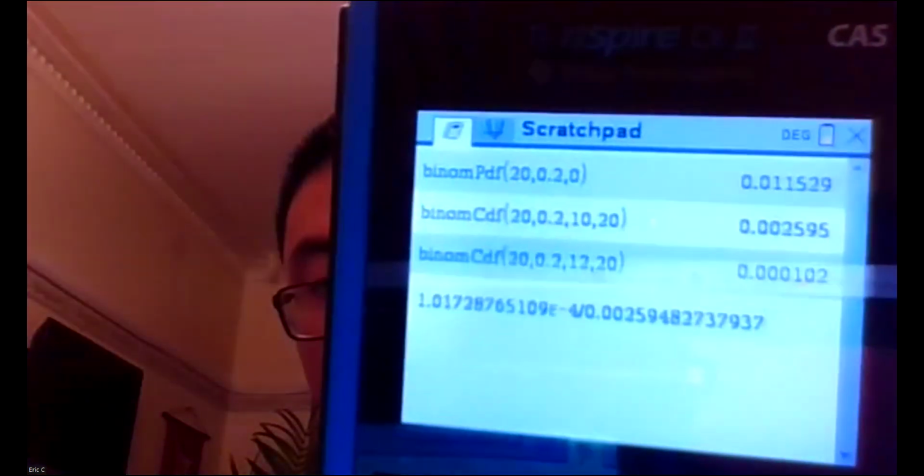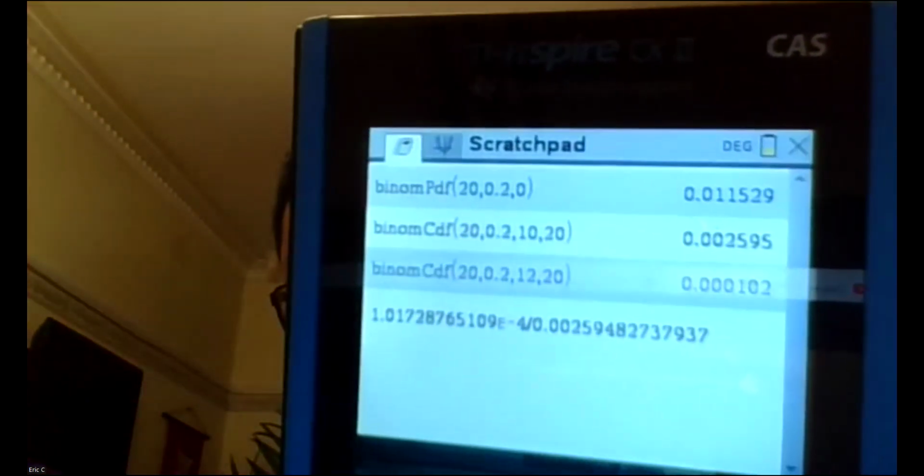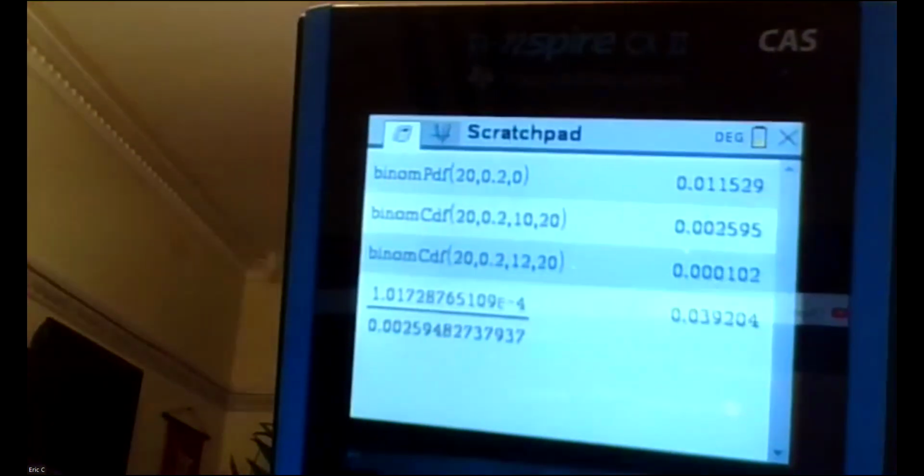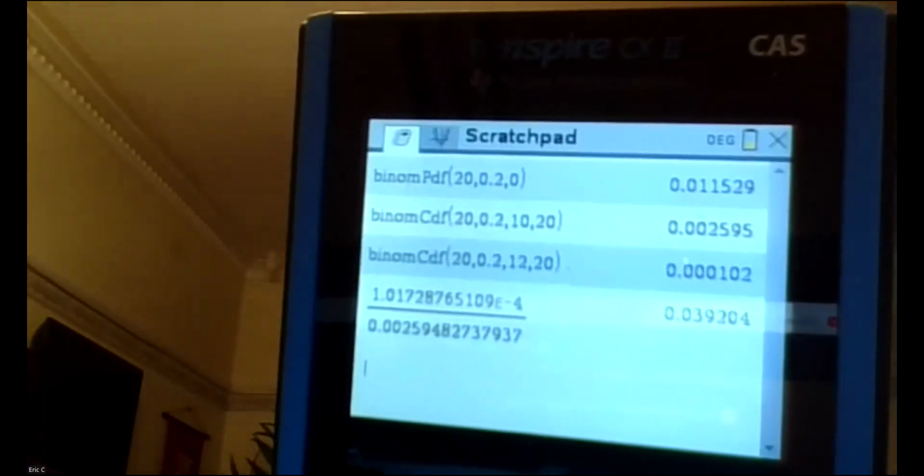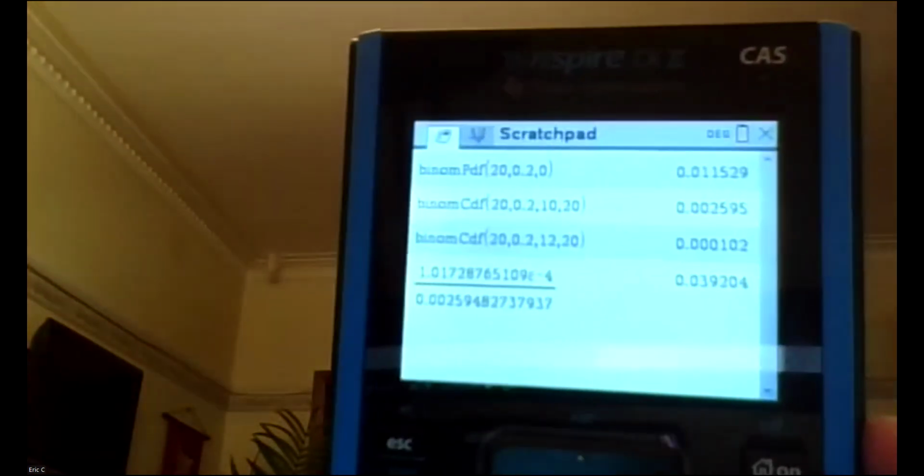And that's your answer for the probability of x bigger than or equal to 12. So the final answer for part C is the probability of x bigger than or equal to 12 divided by the probability of x bigger than or equal to 10. If you copy the answers from before, you just copy and paste the decimals, and then just go enter, and that's your final answer, which is 0.039204. So that's the answer for part C.